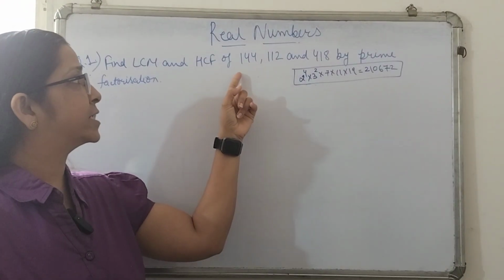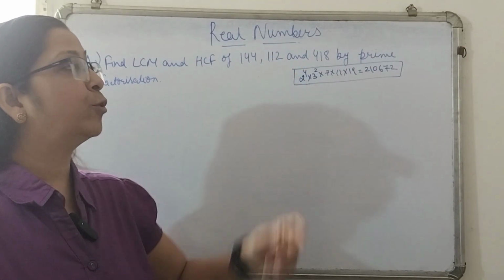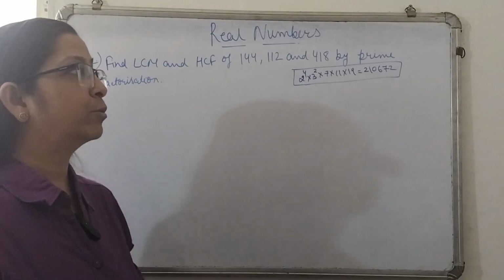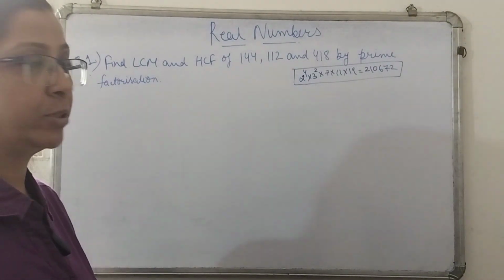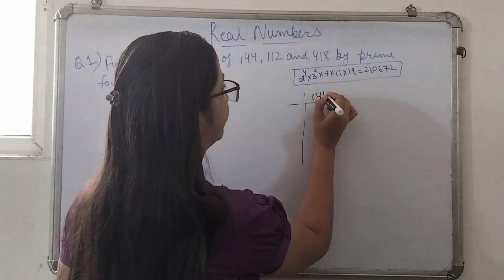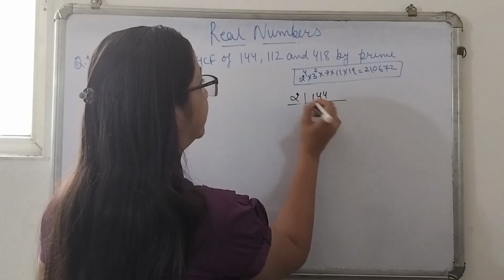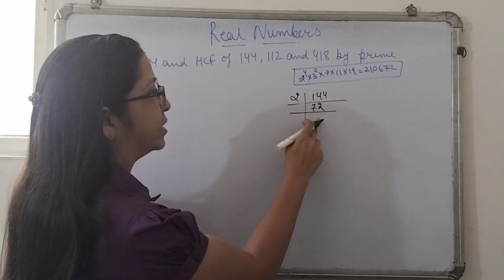The first question is: find the LCM and HCF of 144, 112 and 418 by prime factorization. So we all know how to do the prime factorization. First of all, we will do the prime factorization of 144. For that we have taken 144. If we divide it by 2, we get 72.